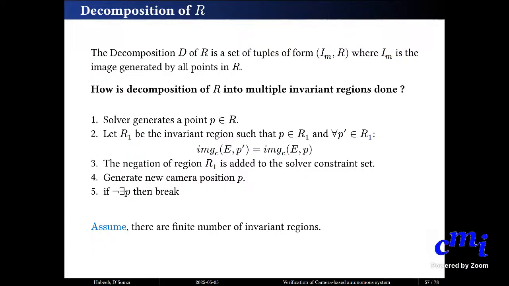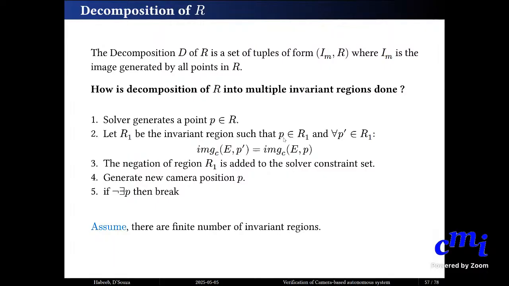Why do you need the camera model here? Because of finding the region around the point. So for example, the solver generates a point P, and then R1 is the invariant region, basically the invariant region around P, right? Finding R1 is where the camera model comes into the picture. But then you could say that for that you need to model the camera in detail. So keep it a black box here in the beginning, just promise that somehow. Yeah, that can be done.